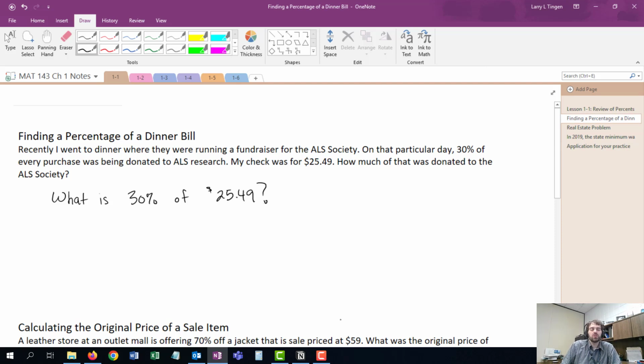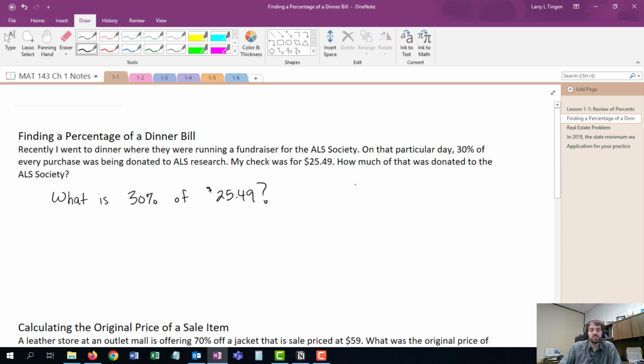Anytime we can narrow a question down, remove any of the excess from it, and just make it a math problem, it tends to go easier. A lot of people struggle with application problems because the first step is the hardest, moving from a word problem over to a math problem. So what is 30% of $25.49?